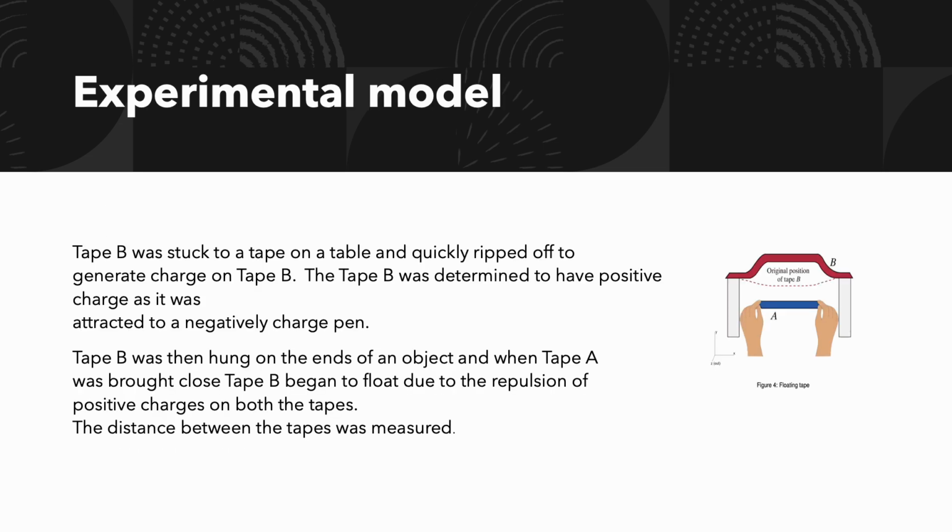The procedure for this experiment is the same as lab 1. So after the charge on tape B was determined, it was hung on the ends of an object, and tape A was brought close. So tape B began to float due to the repulsion of positive charges on both the tapes, and the distance between the tapes was measured.